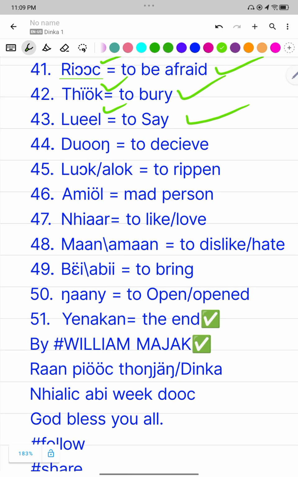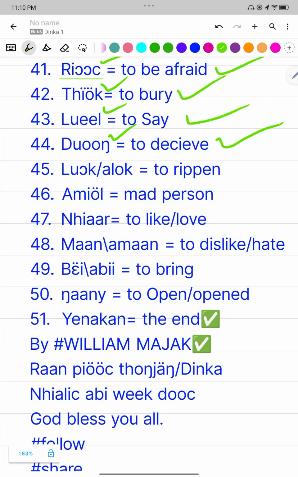Number 44. Duong. Duong means to deceive, to deceive someone, to deceive a person. You are telling lies.